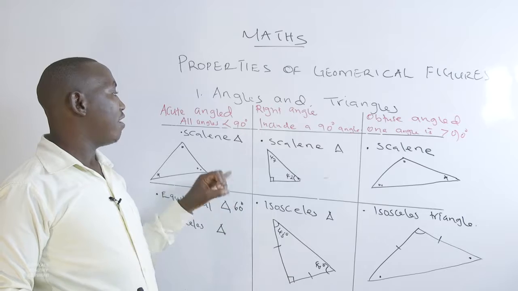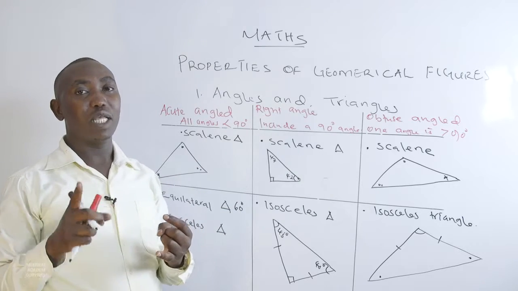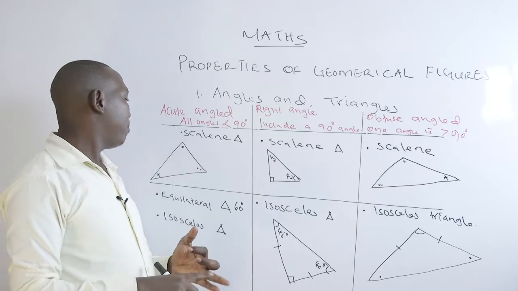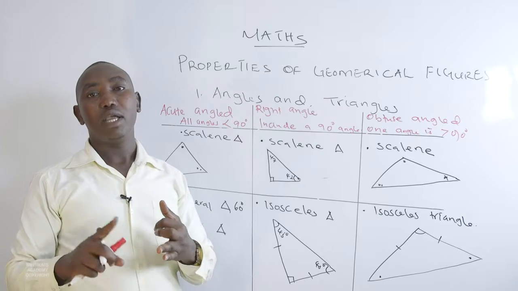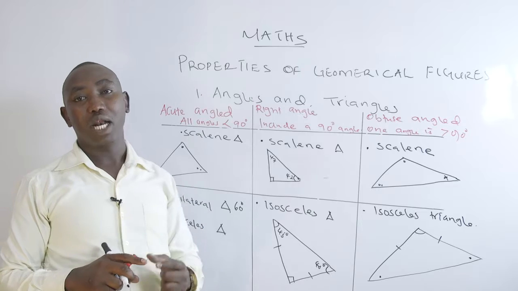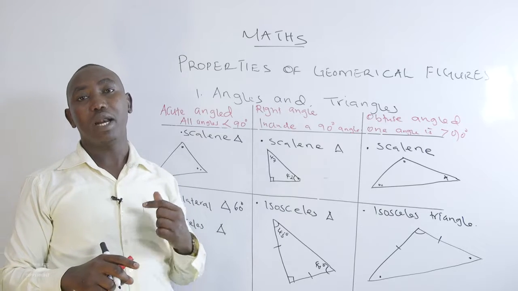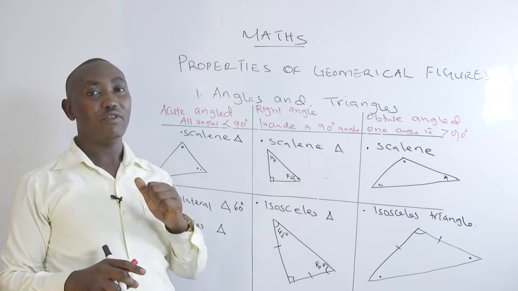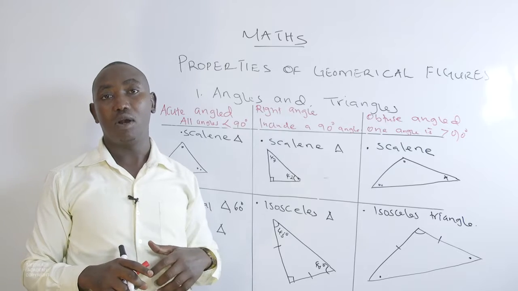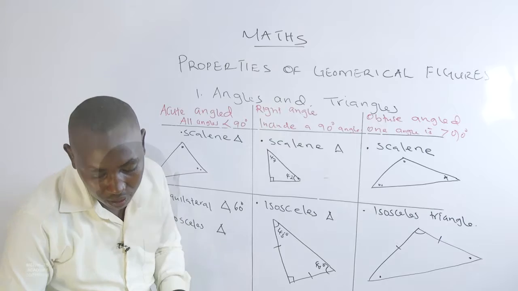One, we have a scalene triangle, with which all the sides and all the angles are not equal. We have a right angled triangle in which one of the angles is 90 degrees. Then we have an isosceles triangle in which 2 sides and 2 angles are equal. And finally, we have what we call an equilateral triangle in which all the angles and all the sides are going to be equal.